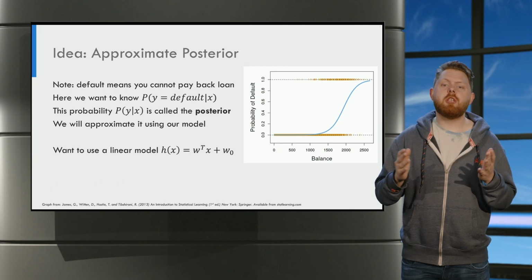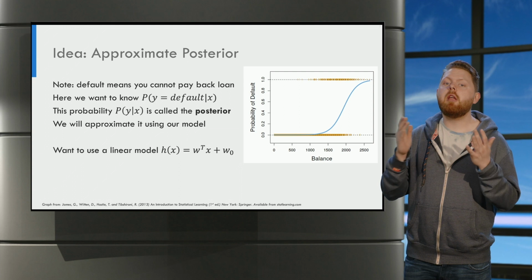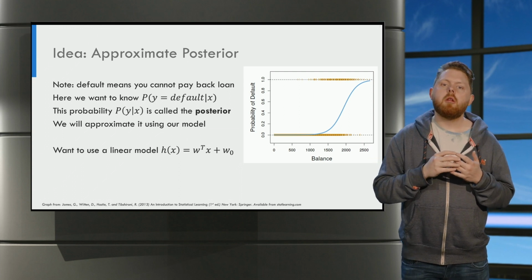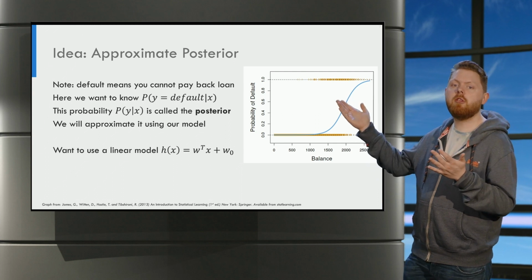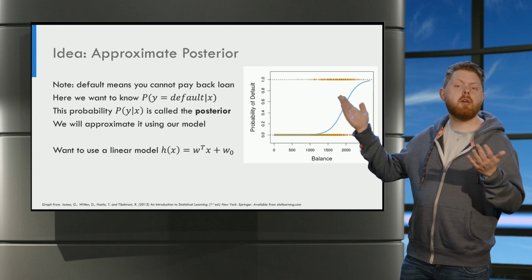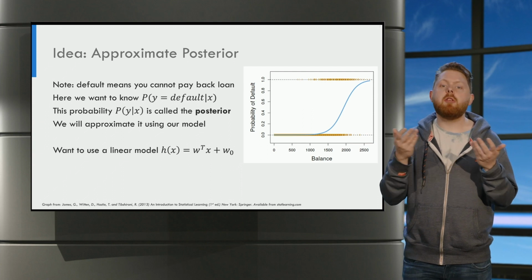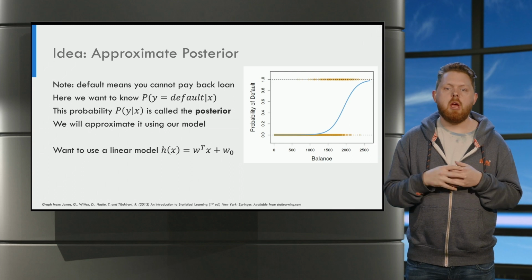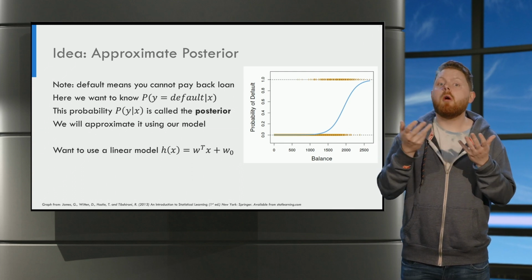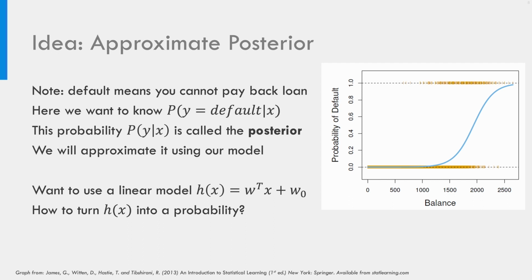Furthermore, in logistic regression, we want to use a linear model. The predictions of a linear model can be written using the formula on the slide. However, these predictions cannot be interpreted as a probability because it is a real number. It can be negative or larger than 1. So, how do we turn a real number into a probability? If we can do that, we are already one step closer to our goal.